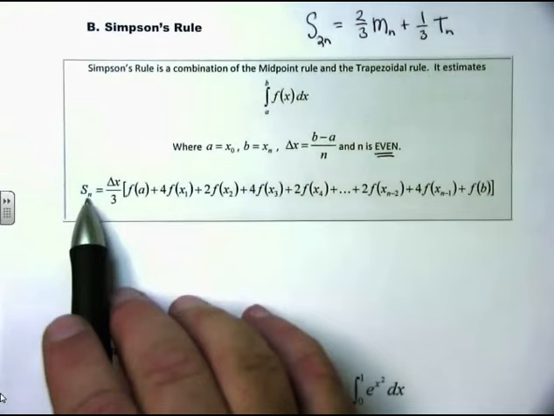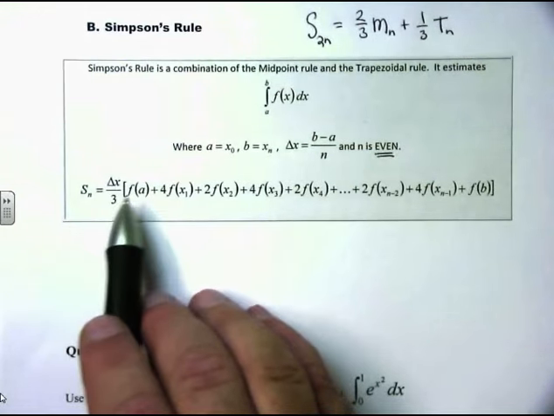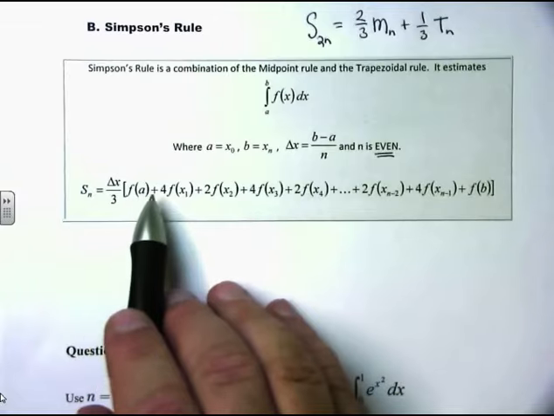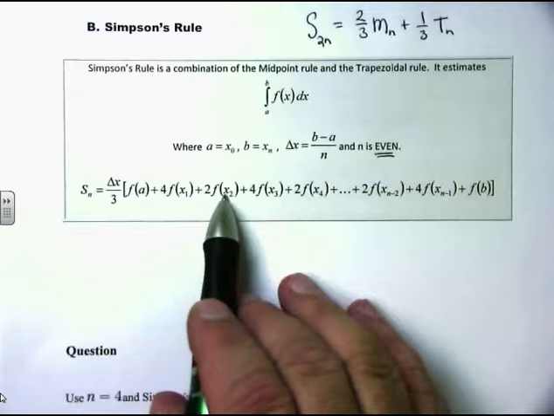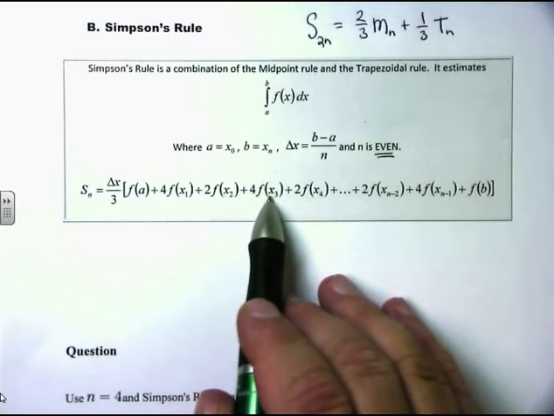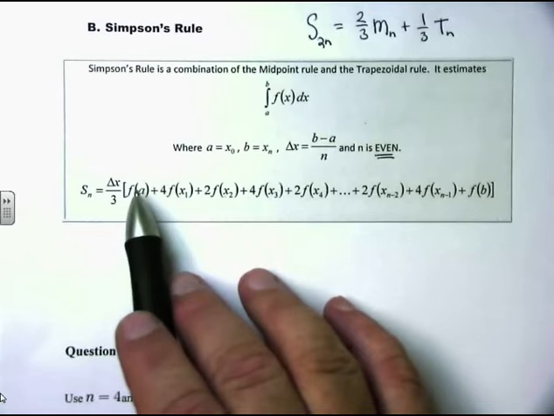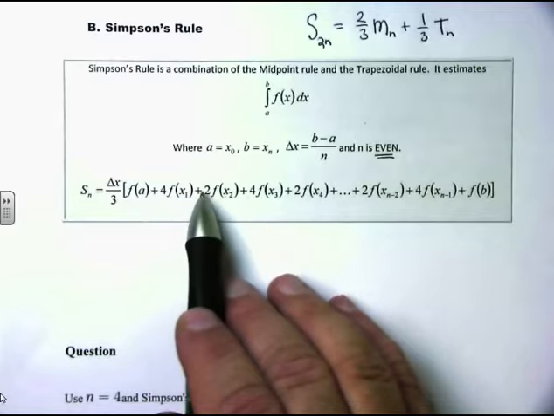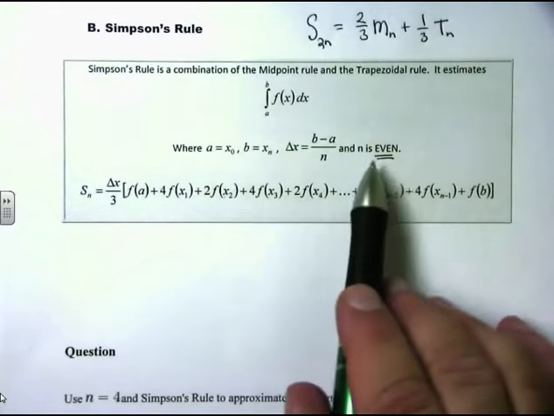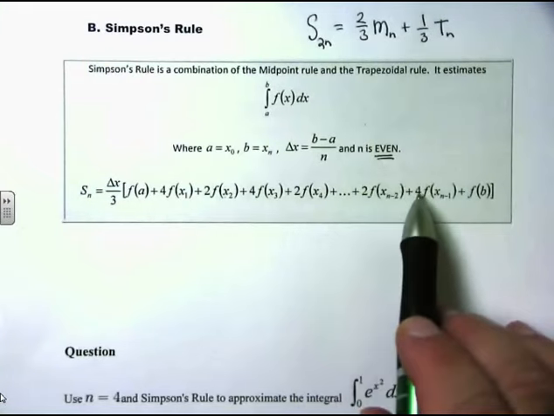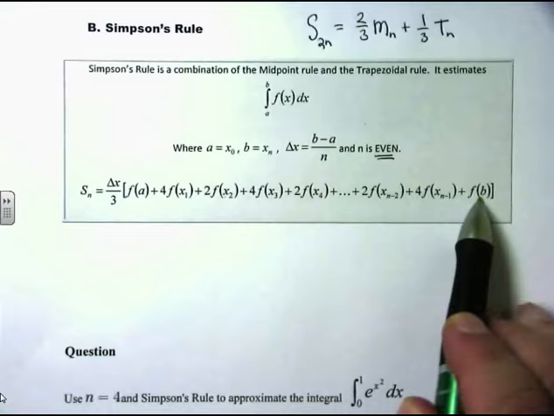So Simpson's rule, you take delta x divided by 3 times f of your endpoint plus 4 times f of your first internal point plus 2 times f of your next internal point plus 4 times f of your next internal point. So you've got this endpoint plus 4, 2, 4, 2, 4, 2. And because it's even, you'll always end on a 4 just before your other endpoint.